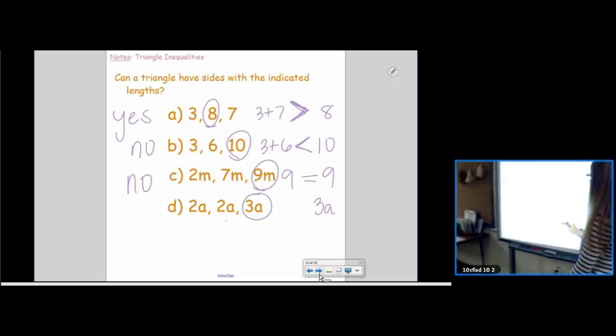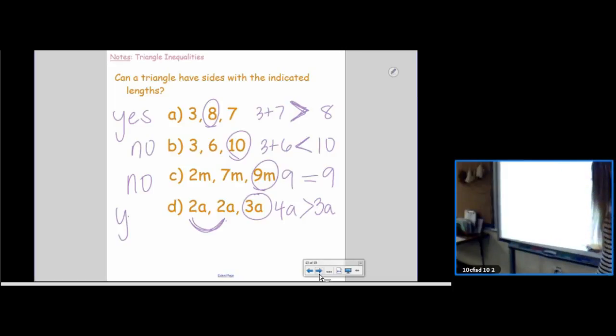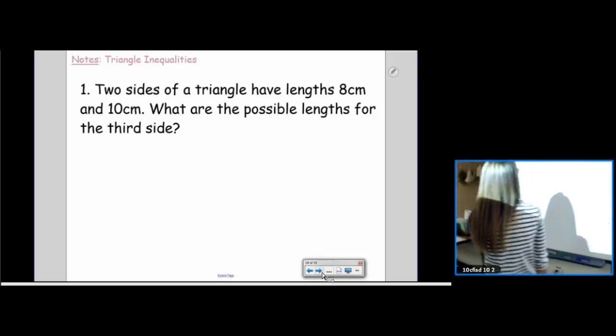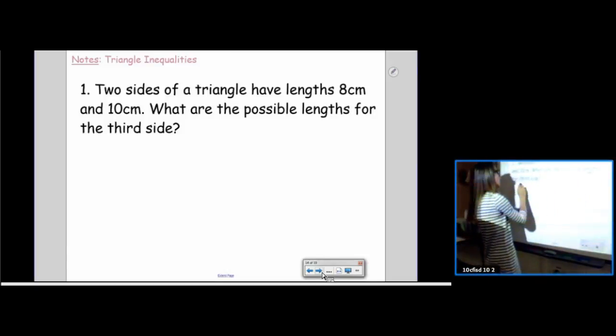Our largest side is 3a. Let's add these together. Ooh, that's 4a. 4a is greater than 3a, so that's another yes. Last example that we're going to do together. Two sides of a triangle have lengths 8 and 10. What are the possible lengths for the third side?